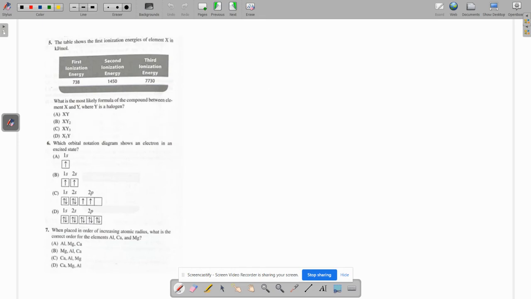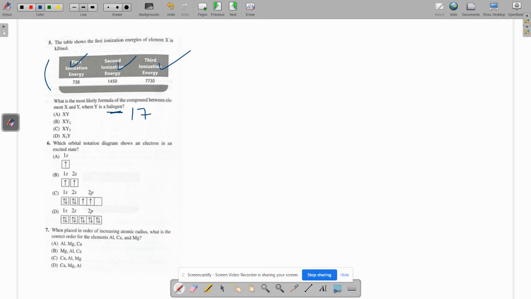Okay, so let's see. Still talking about ionization energy. It says here, this table shows the first ionization energies of element X in kilojoules per mole. So you've got the first one, the second, and the third ionization energy. What is the likely formula for a compound between element X and element Y, which is a halogen? So the halogens are in family 17 on the periodic table. So that's your fluorine, chlorine, bromine, iodine, the second from last column on the periodic table, okay?